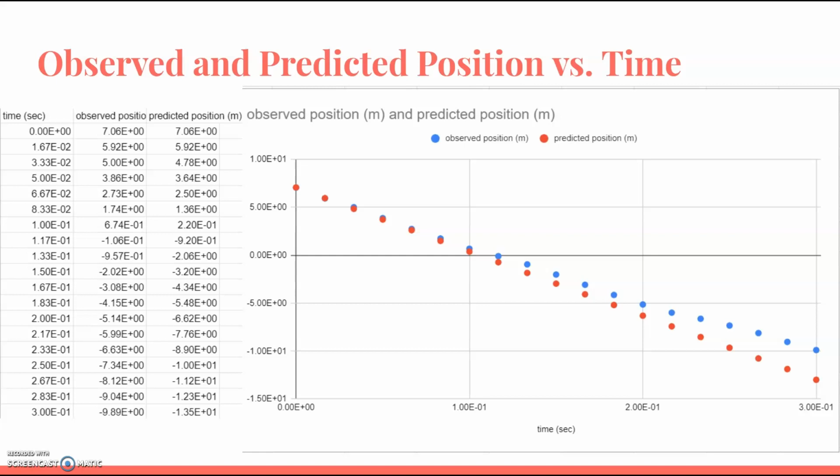Here you can see the observed and predicted position versus time graph, and I will delve more into this later. The red is the predicted position, and the blue is the observed. So the red was taken from GlowScript, and the blue was taken from Tracker.